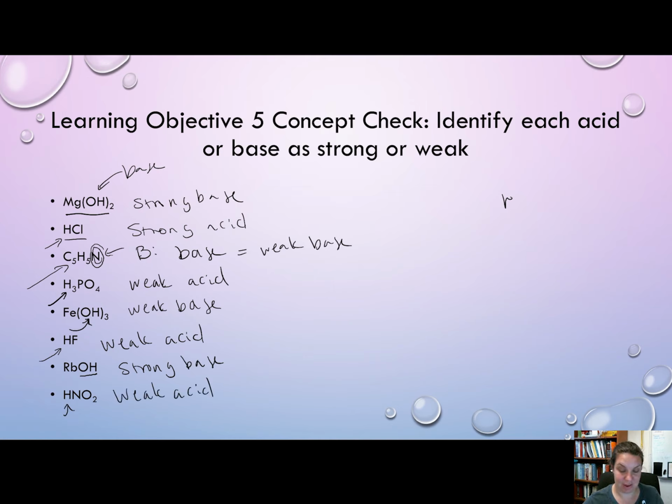Voila! Okay, that is everything for 4 and 5. We'll do one additional video to talk about our last learning objective, number 6.